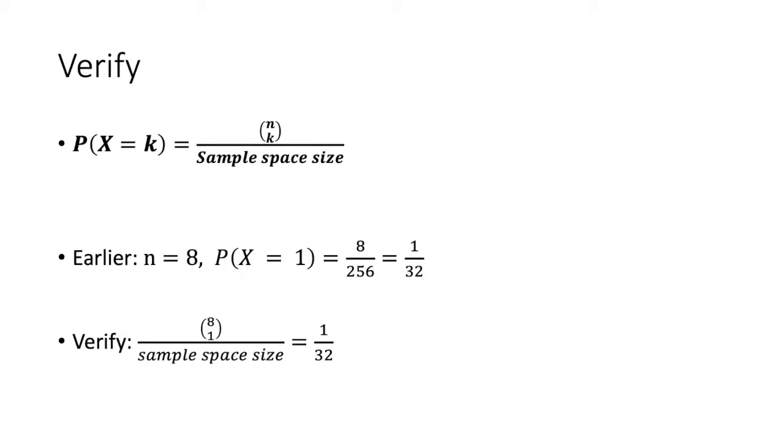So in general, we say that the probability that x equals k equals n choose k divided by the sample space size. Earlier on, we computed the probability of finding exactly one disk failure, and it was 1 divided by 32. I leave it for you to verify that this formula can also be used to compute the same probability.